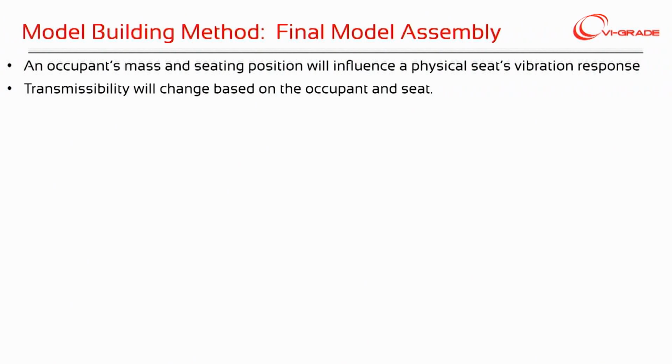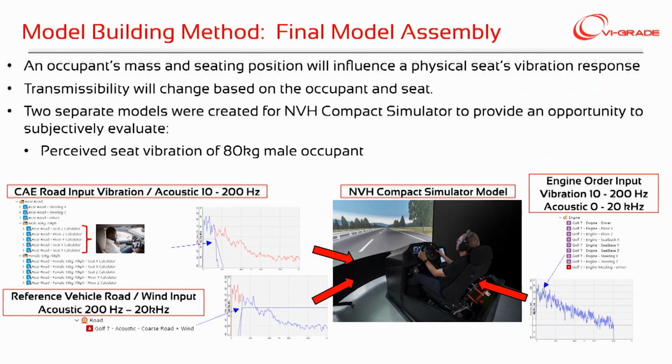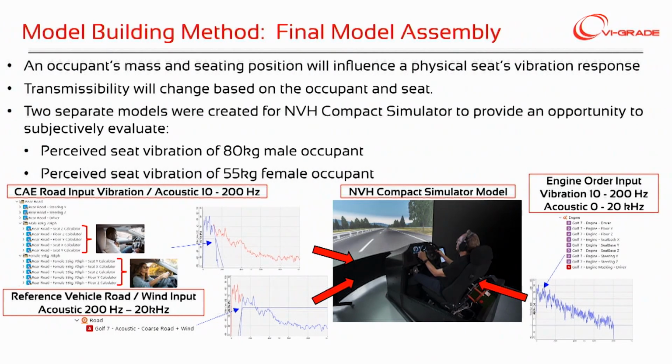Now, one interesting thing, and of course everybody realizes this, is that an occupant's mass in that seated position is going to have a huge effect on the seat's physical vibration response. How the seat's going to vibrate with me sitting in it versus how the seat's going to vibrate when Dave is sitting in it is going to be completely different. So that has to be taken into consideration when we take these transmissibility measurements. So we took transmissibility data for an 80 kilogram male occupant and a 55 kilogram female occupant, and created 2 different test cases to be evaluated in the compact.